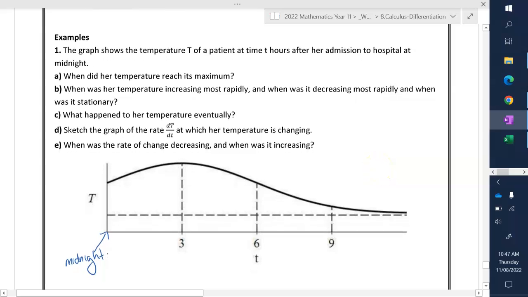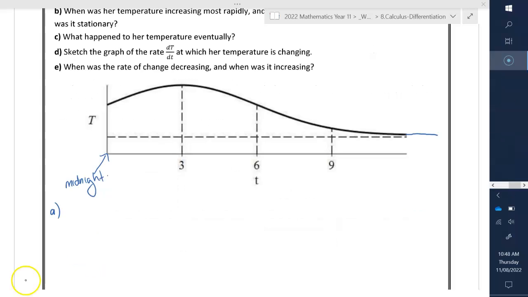A patient goes into hospital at midnight and we start monitoring the temperature, and the temperature's up here. 3 hours later, the temperature is increasing up to a maximum point, and then it starts decreasing. After 6 hours, it's still decreasing. When we get up to 9 hours, it starts to flatten out, and it looks like it's going to stabilize and continue along. I'd probably call this line here an asymptote. So it looks like it's continuing on, and then it stabilizes down there. That is the only information we have about that graph, and we need to answer some questions based on that now. So let's look at part A.